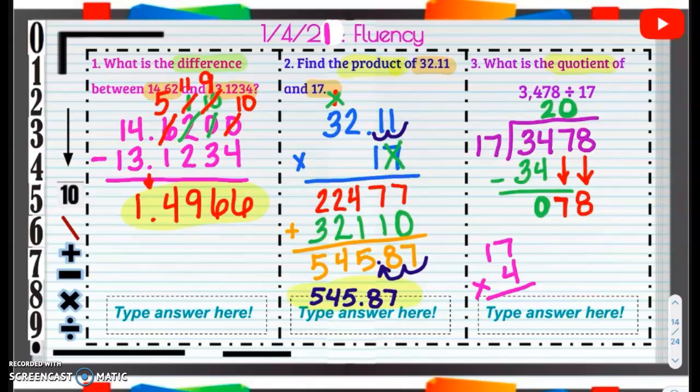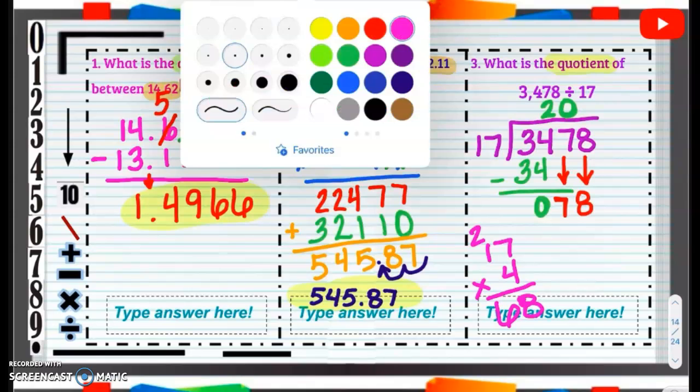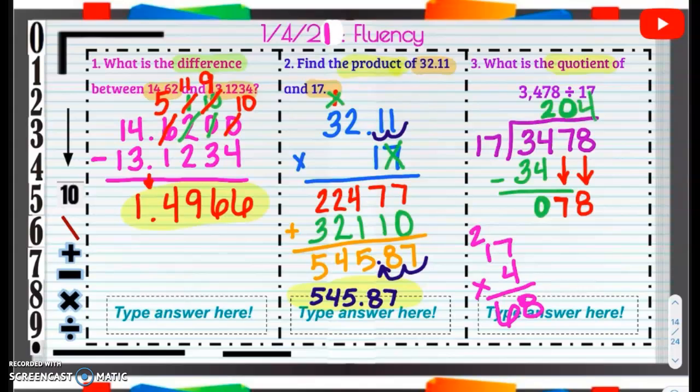So this is also work that you can do on your scrap piece of paper that's sitting beside you. 4 times 7 is going to be 28. 4 times 1 is 4, plus 2 is 6. So 17 times 4 is going to be 68. So we're going to put our 4 up here. Now we're going to subtract. 8 minus 8 is 0. 7 minus 6 is 1.